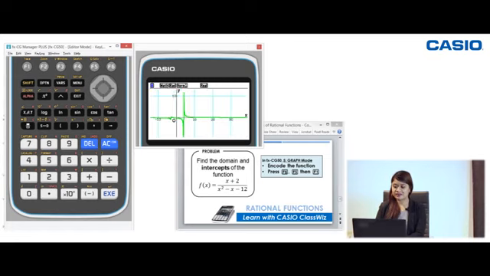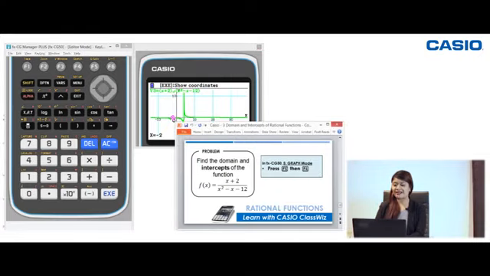We can press F5 to find the roots or the x-intercept. Press F1 and we have x is equal to negative 2. We can try to check if there are other roots by pressing the arrow keys. In this case, we only have the root x equals negative 2.